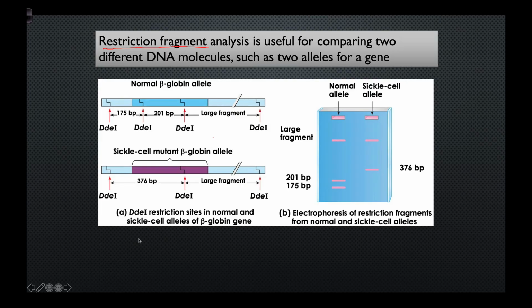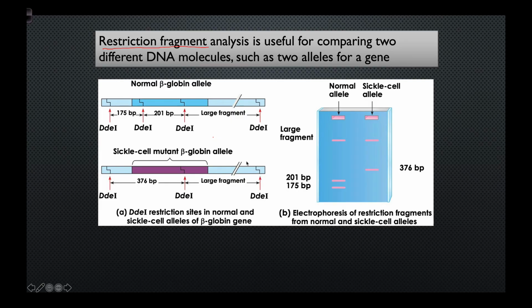So once we have fragmented two different samples of DNA with the same restriction enzymes, we can then compare those two to see if they broke up in the same way and if they have the exact same DNA fragment lengths or not. So in this example here, we have two different DNA segments. This one is called a normal beta globin allele, and this one down here is called the sickle cell mutant beta globin allele. Both of them are fragments of DNA of a certain length.